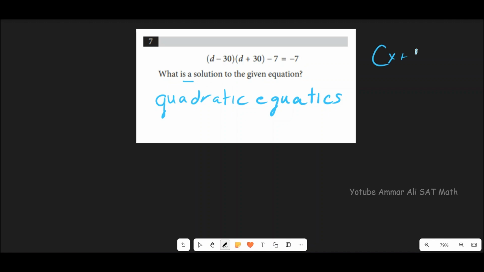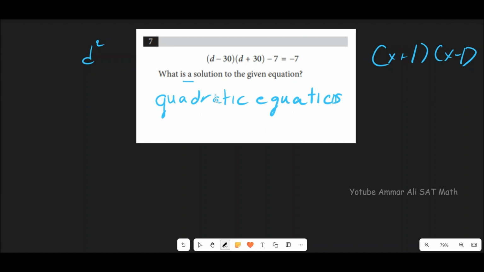You know, x plus 1, x minus 1. So the main thing we're looking out for is two variables that, when multiplied together, will form some sort of squared term. Because if we were to multiply and simplify these two parentheses terms, we would get a d squared. So that tells me this is a quadratic equation.